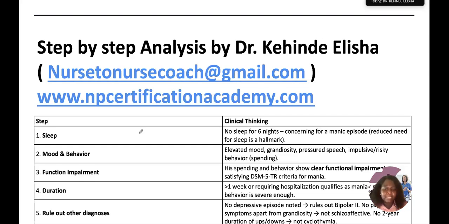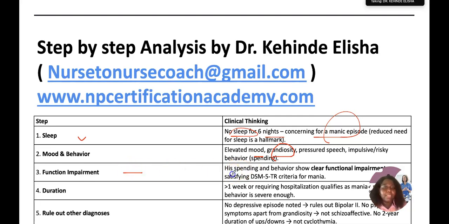Step-by-step analysis. Sleep: no sleep for 6 nights. It is concerning. This is a manic episode. Reduced need for sleep is very, very big. That is the hallmark for bipolar. Mood and behavior: elevated mood, grandiosity. I am God. I know Jesus. I saw Jesus last night, not in my sleep. In real life, I even shook hands with him. I'm going to go meet with the president and so on. Those are grandiose thoughts. Pressure speech, impulsive or risky behavior.